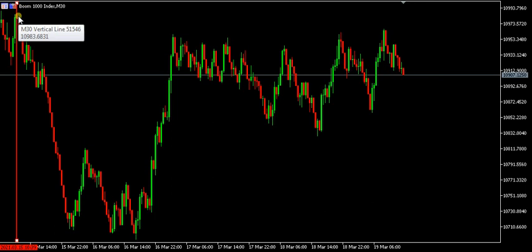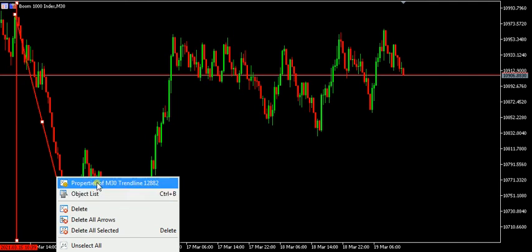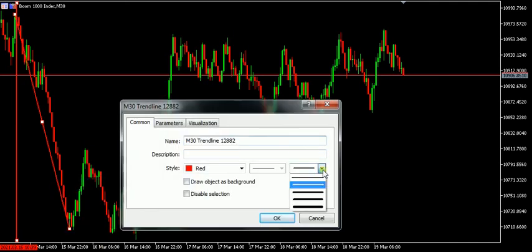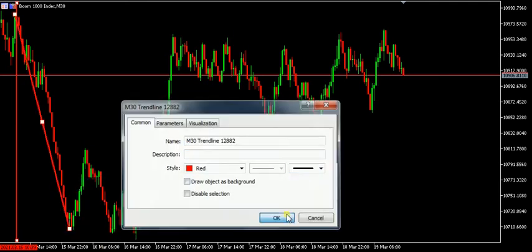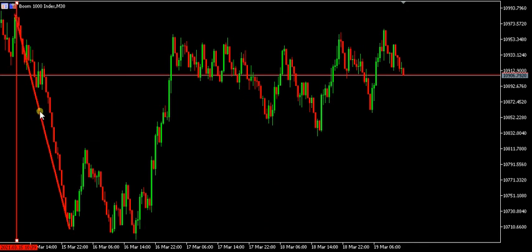So from this point, we know the market was on a downtrend. So you just plot your trend line from this point to this point, okay. Then make it a little bit wider. Okay, good. So this is how you plot your trend line from this point to this point.